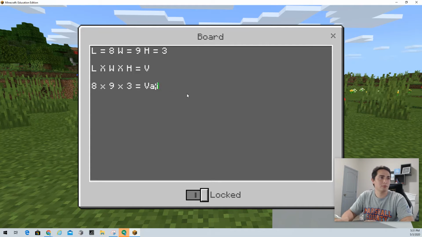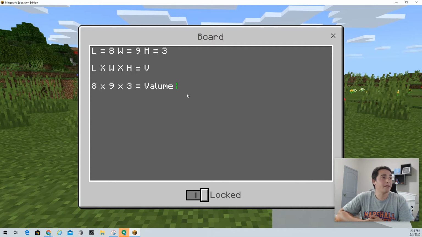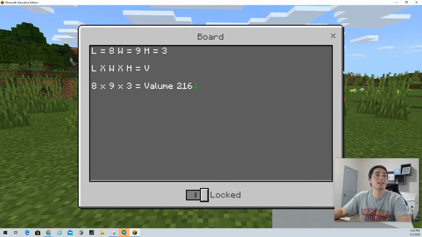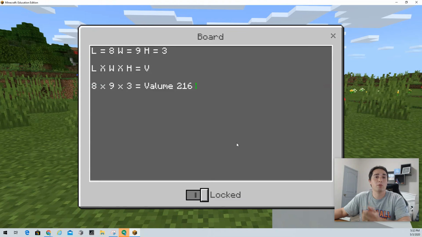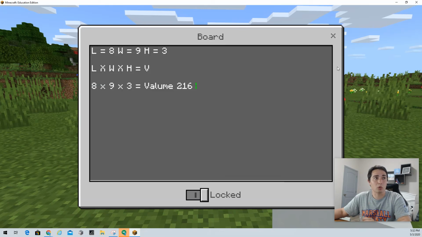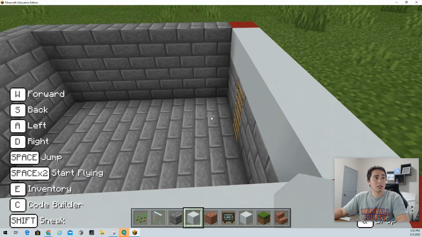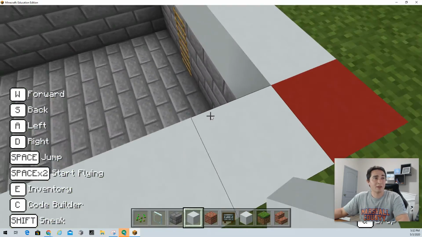So in this case, 8 times 9 equals 72. And then I'm going to multiply 72 times 3, which is where you're using your multiplication skills. You're going to get 216. So 216 blocks of water it would take to fill up that entire pool. That's how many blocks it would take for this entire pool to be filled.